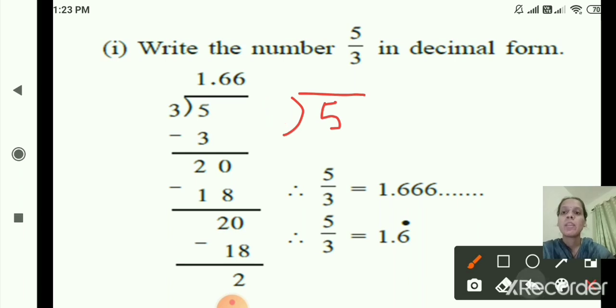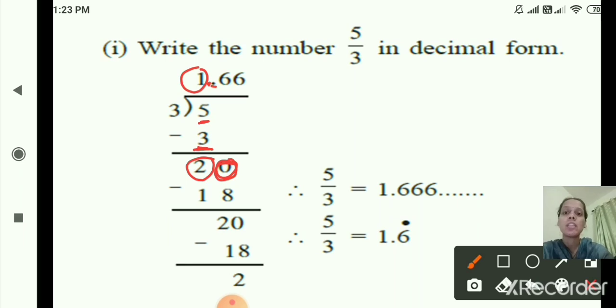Now 5 divided by 3, so first you will divide this 5 by 3, that is 3 ones are 3, right? So I have written 3 here. Now 5 minus 3 is 2, so here it is 2. Now as this 2 is not divisible by 3, you will write down 0 here and put a decimal point.